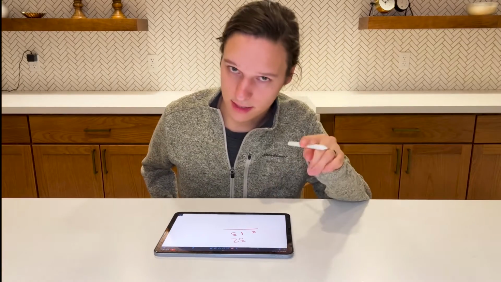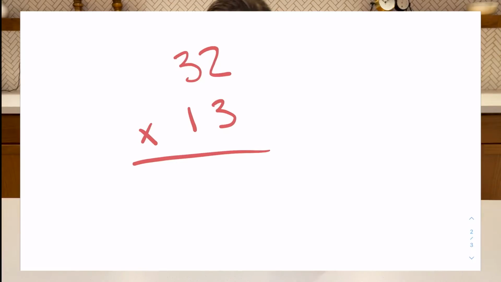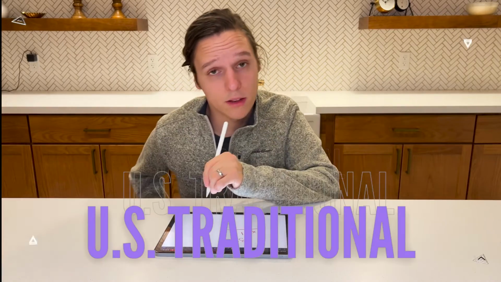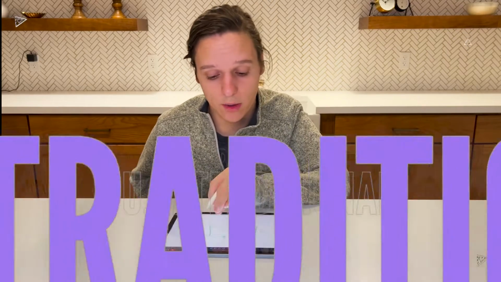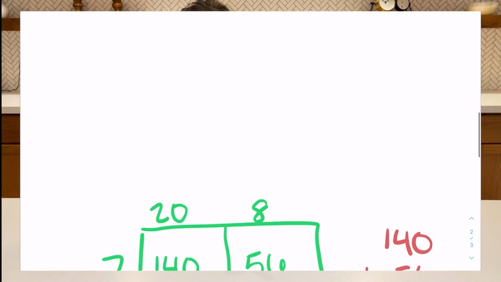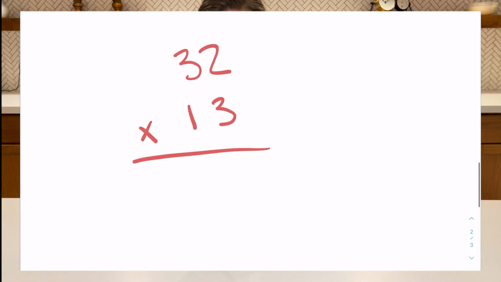But yes you can. So there's a couple different ways we could do it. We could choose what's called US traditional way, which is the way that we were just doing it way up here. US traditional, hip hip hooray. So I'm going to show you how to do that. So for this one, we're just going to focus on the ones column, or the 3 right here. We're going to focus on that one first. And then we're going to go up here. We're going to multiply those, and we're going to multiply these ones over here.